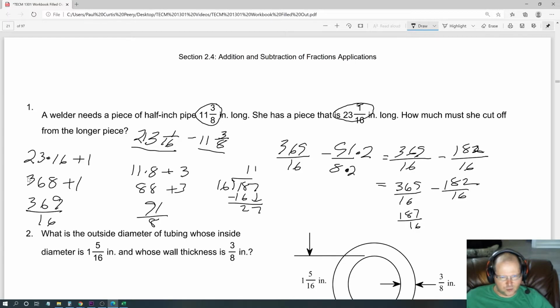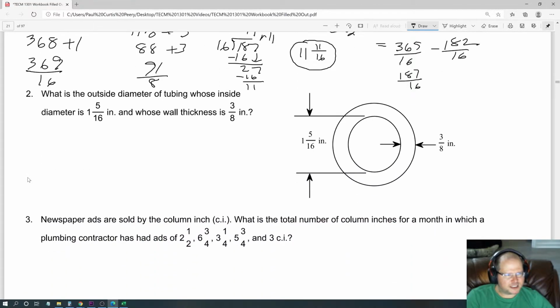It goes in there once. 1 times 16 is 16. 16 from 27 is 11. So it gives me a remainder of 11. And then what we do is we say that's 11, the whole number part, with a remainder of 11, which is the new numerator, over 16. So we end up with an answer of 11 and 11/16 as how much must be cut off from the longer piece. Okay. Let's try the next one.